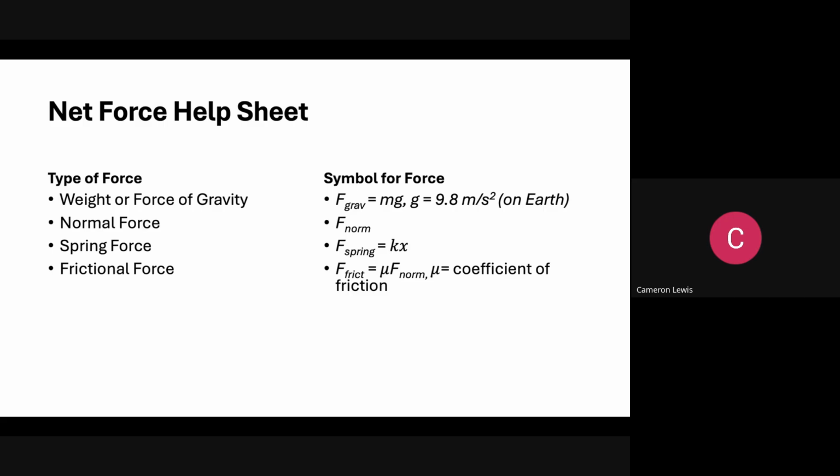Friction. We can measure friction, right? Friction is equal to mu times the normal force. What is mu? Mu is that upside down U, which is the coefficient of friction. Each type of surface has a coefficient of friction. It's a number between 0 and 1.